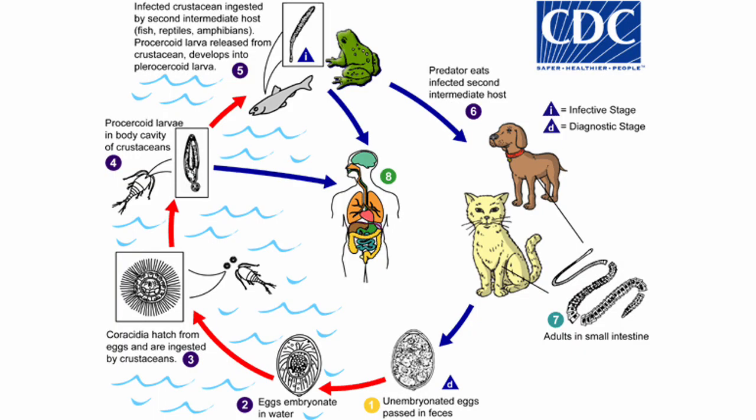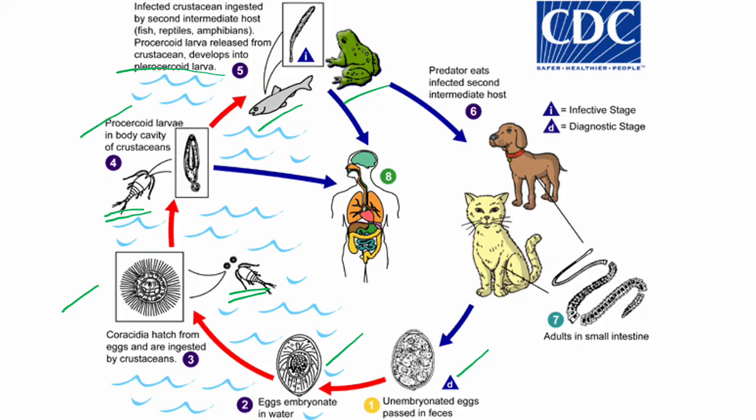So here is the visual representation of the life cycle for Spirometra species. This starts off when unembryonated eggs are passed in the feces by the definitive hosts such as cats and dogs. These eggs will embryonate and develop in water to release the free-swimming larva called the coracidia. The coracidia will then be ingested by our first intermediate host such as copepods. Inside the copepods, the procercoid will develop, and once ingested by our second intermediate host such as fish, frogs, and chicken, it will develop to become the plerocercoid larva. So this is the infective stage of the parasite.